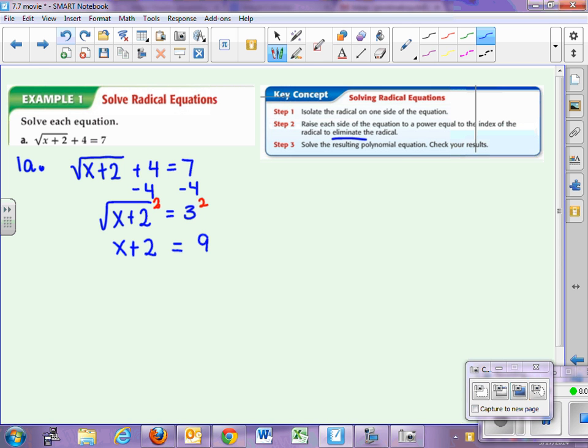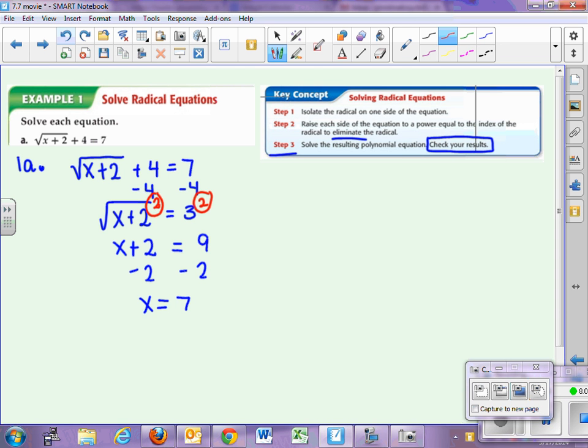solve by subtracting 2. Now, it's very important, I'm getting an answer of 7. It's very, very important that you check your results. It is not an optional step. It is part of step 3. And why we check, and it is part of the problem, is because anytime you square both sides or cube both sides, there is a chance that you just introduced an additional answer, which was not good.